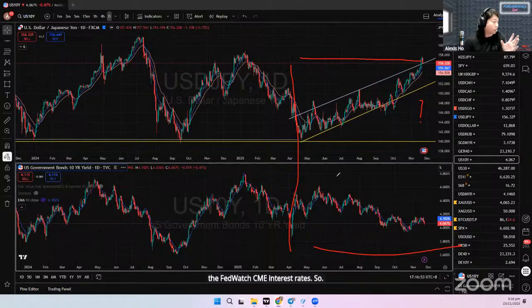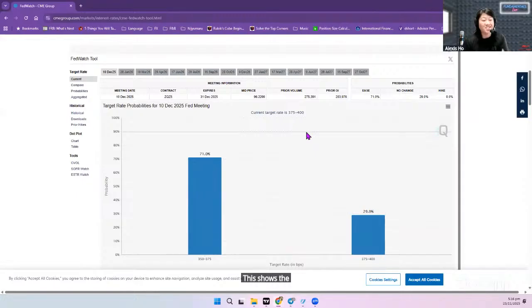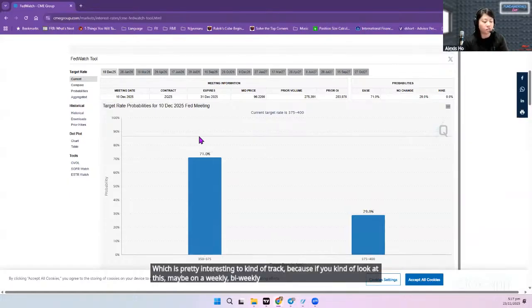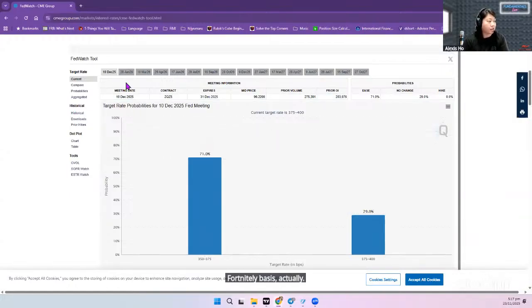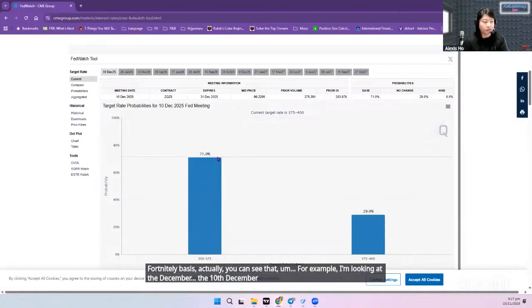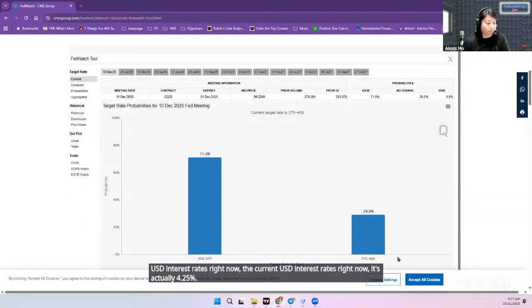So this website over here, for those of you who are new especially, is called cmegroup.com. This shows the projected interest rate expectations of the US, which is pretty interesting to track, because if you look at this maybe on a weekly, bi-weekly, or just fortnightly basis, you can see, for example, I'm looking at the 10th December probabilities. You have a 71% to 29% here, where interest rates will pop to 4%. So what is the current USD interest rate right now? It's actually 4.25%. Actually, sorry, 4%. It's currently at 4%.